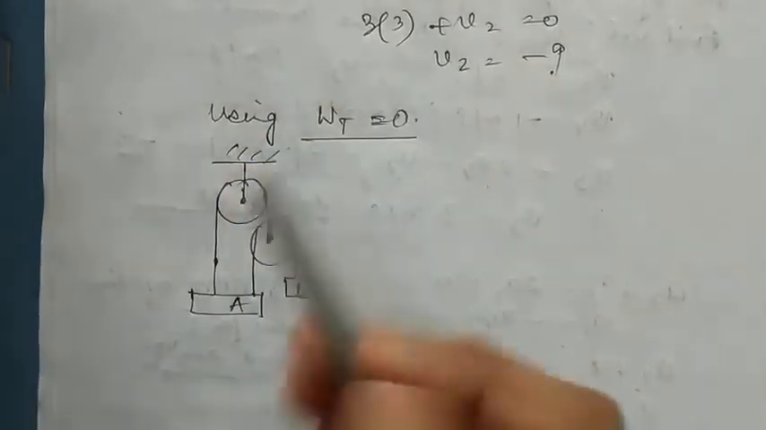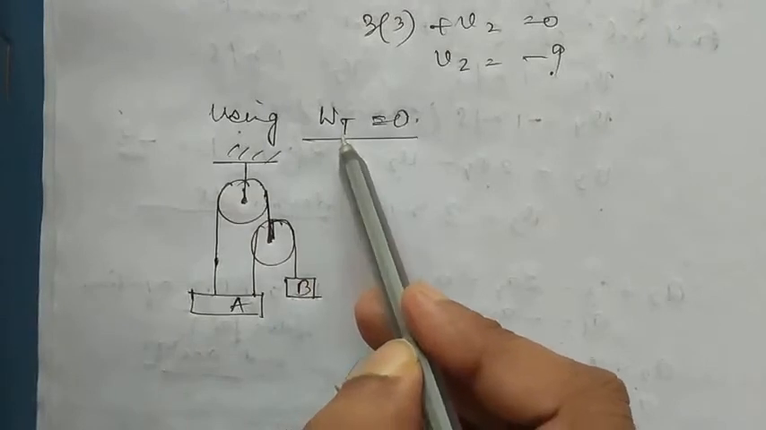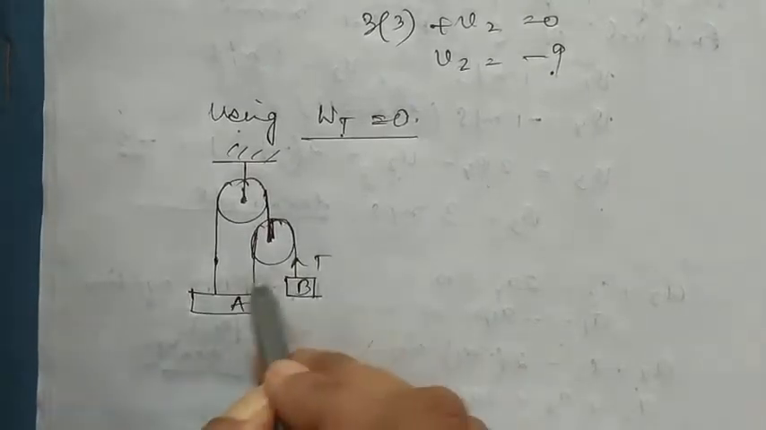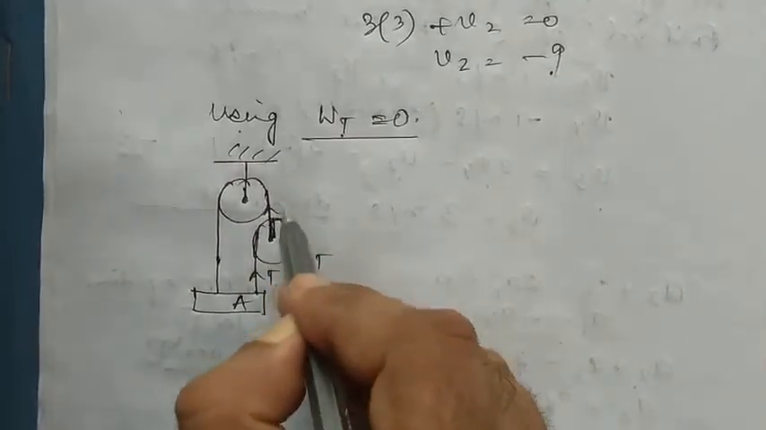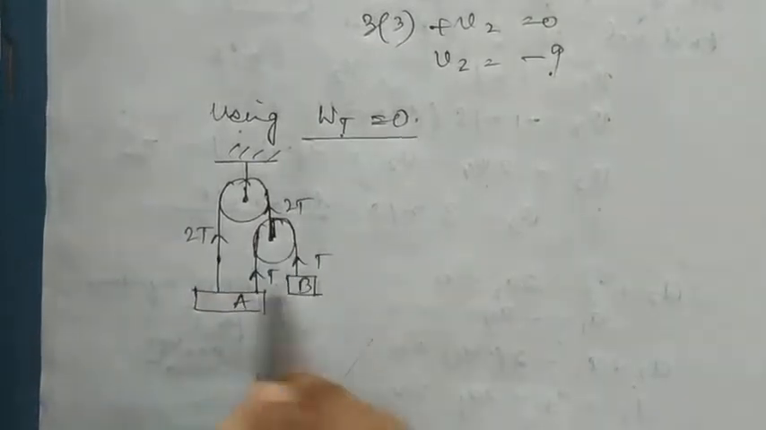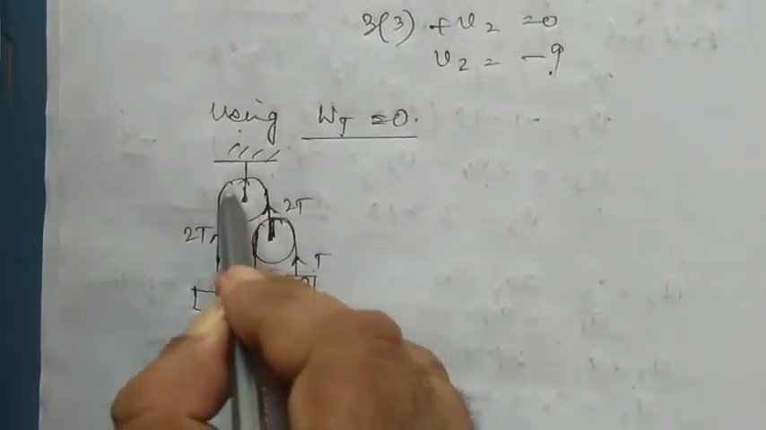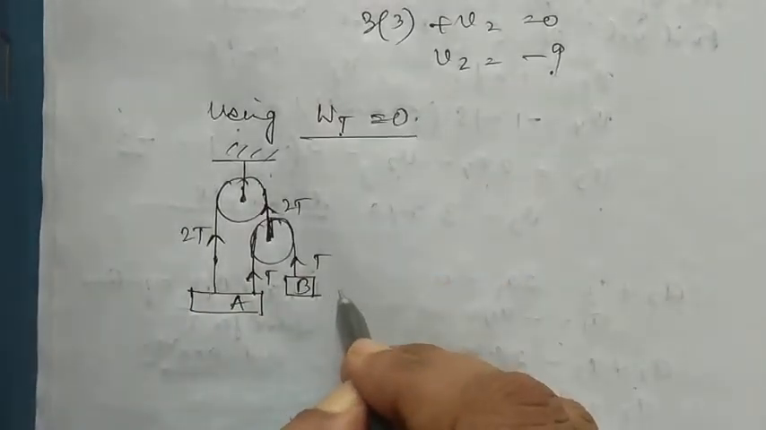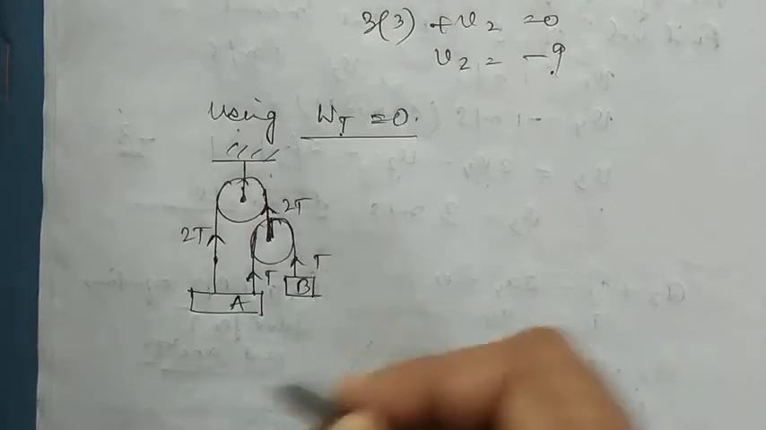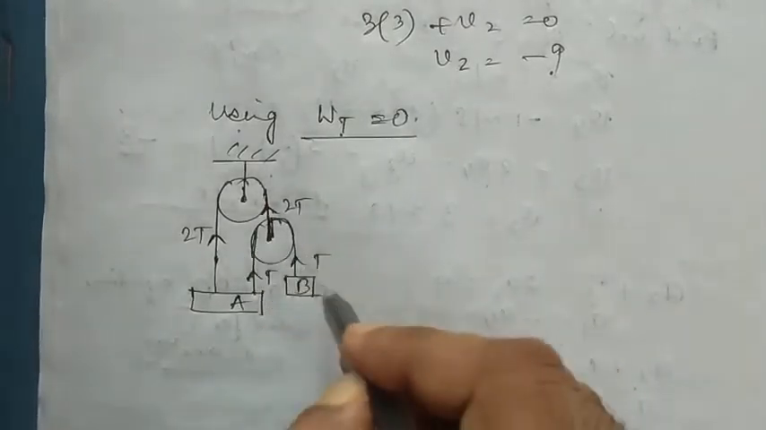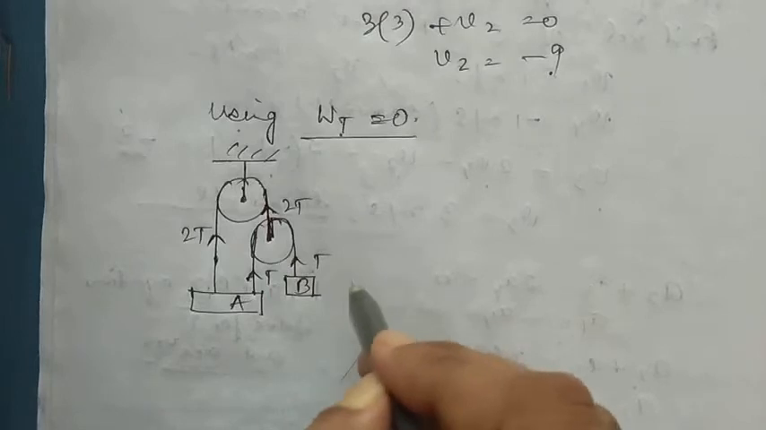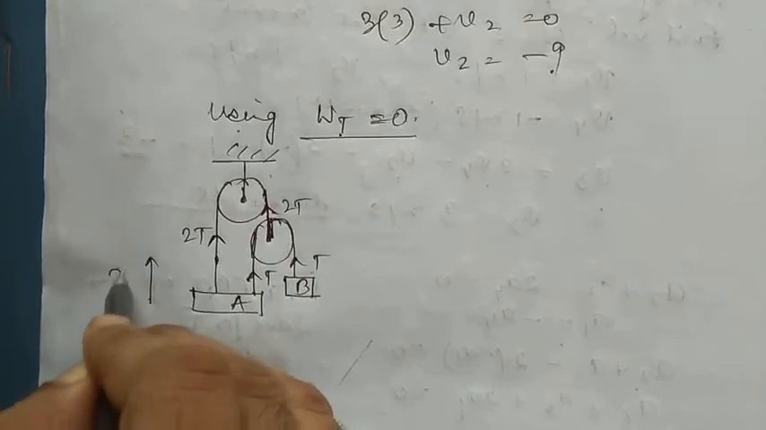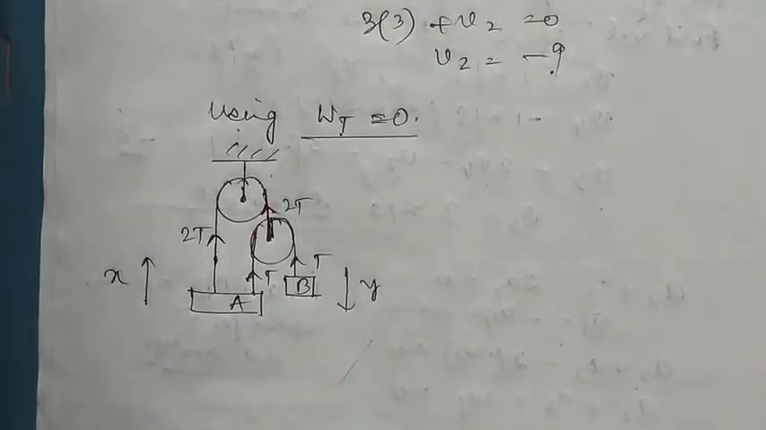The same problem we will solve using the tension work method. So the tension here is T, this is also T, here it becomes 2T, T plus T is 2T, and this is the same string, so here it will also be 2T. Now if this moves x upwards, this moves y downwards.